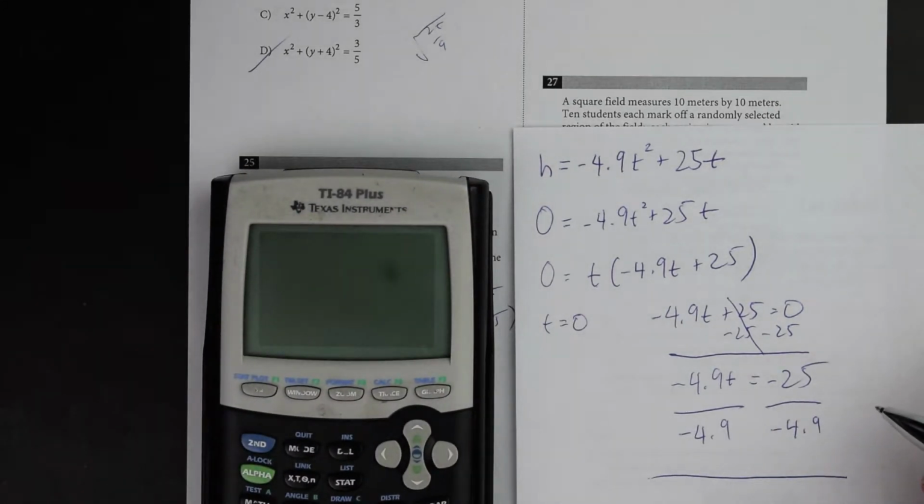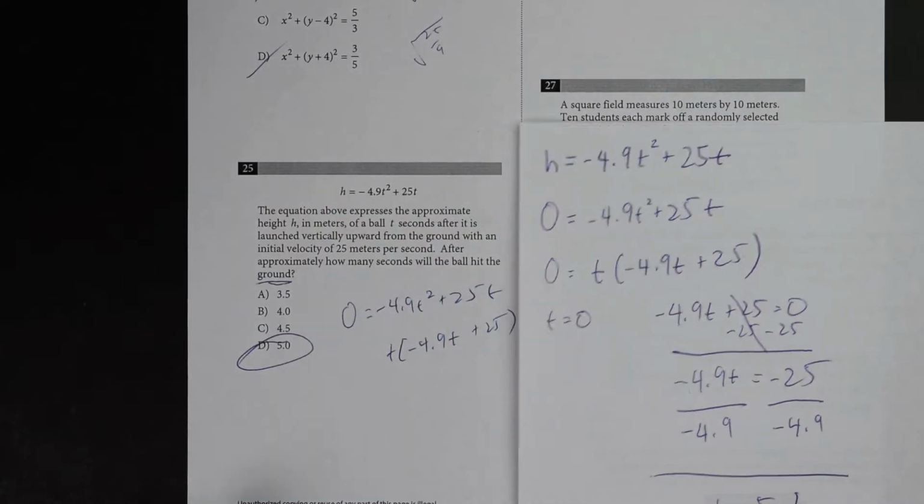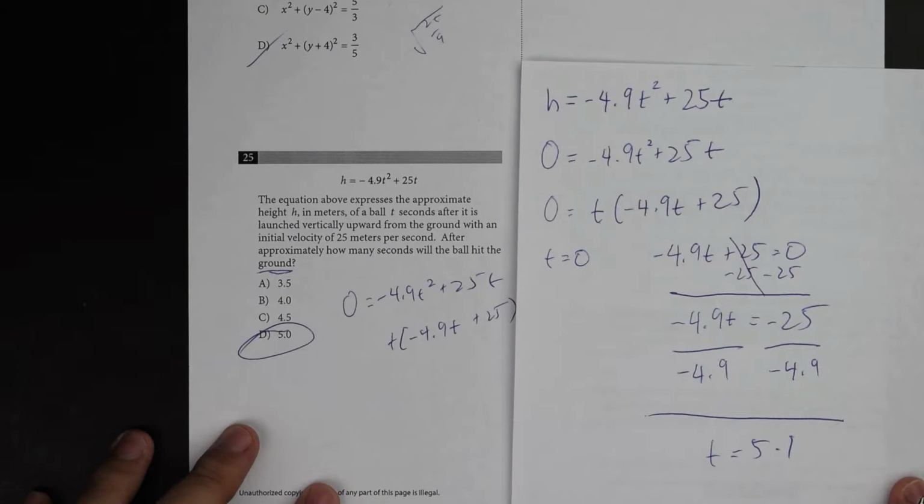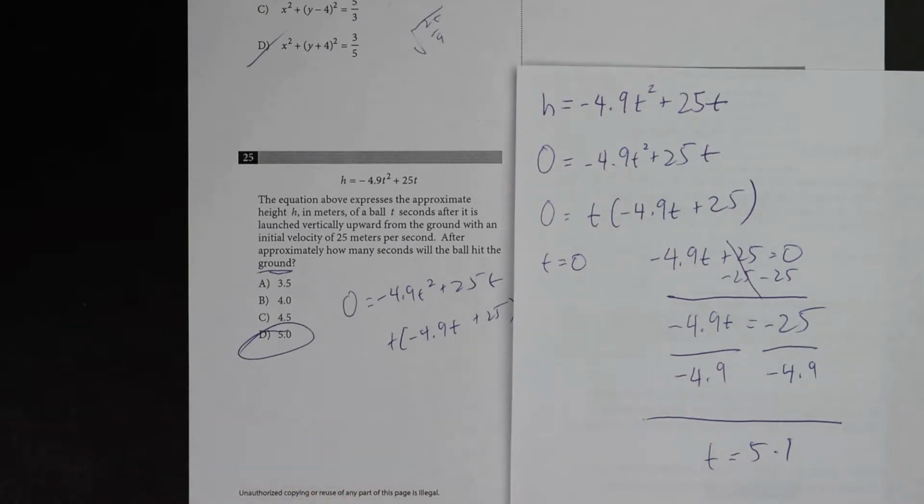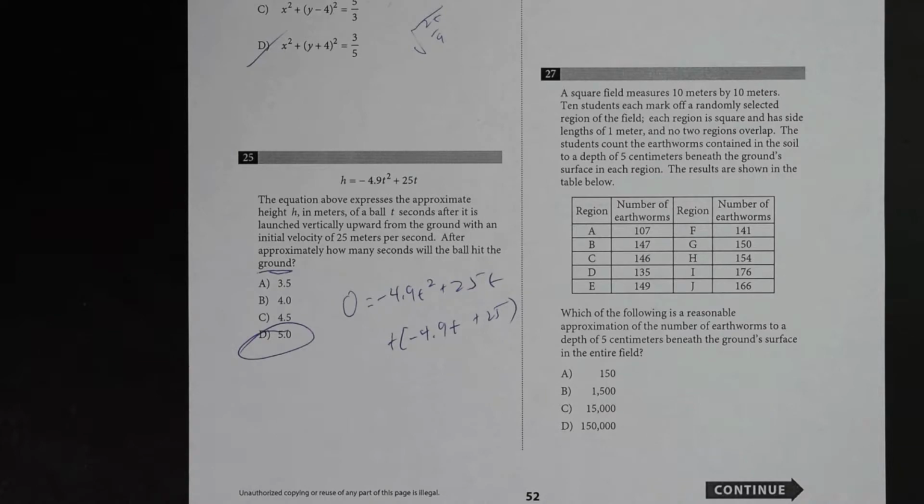I actually inputted into the calculator just 25 over 4.9, because I knew the negatives would cancel out. And I found 5.1 to be the answer. So t equals 5.1. So I looked at the answer choices for the one closest to 5.1, and saw that D is the closest answer. And so that concluded how I was able to do this question. And so that concludes my explanation for number 25. To continue on to the last question.